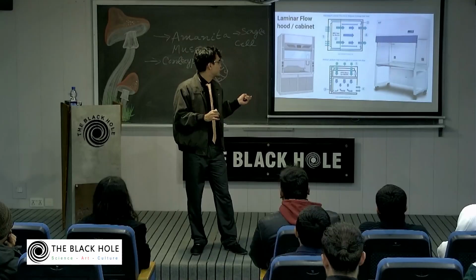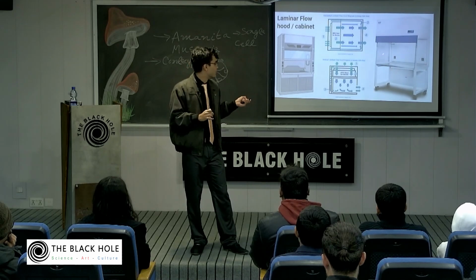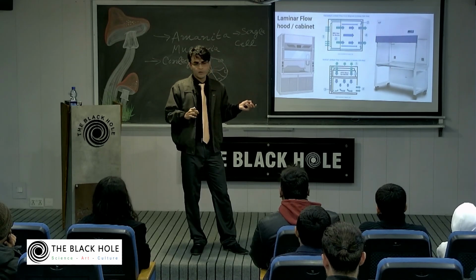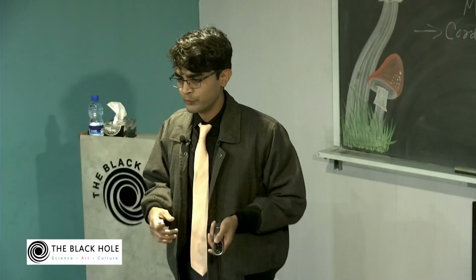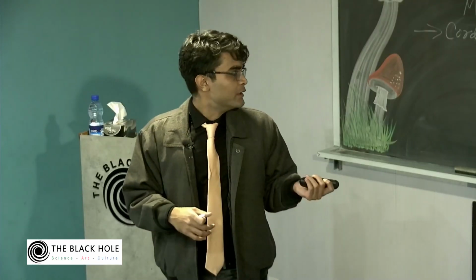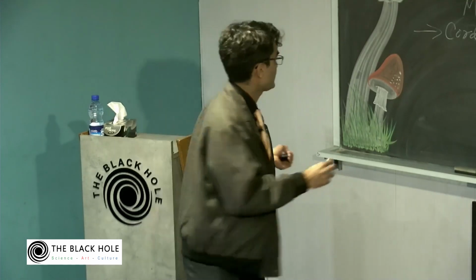So that's why we use something called a laminar flow hood. You will find these in biological labs. Unfortunately, this piece of equipment is quite expensive. This costs several lakhs of rupees just for one laminar flow hood. You will find these in bio labs or maybe some mushroom farms, but they're quite hard to find for a normal person. So similarly, you also have an autoclave, right?